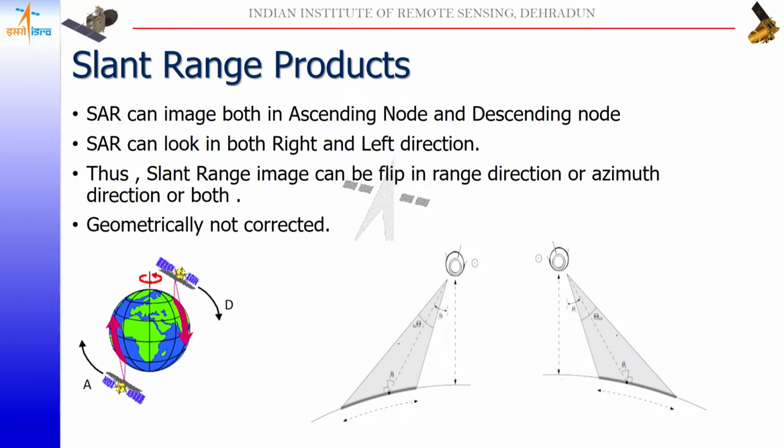After the raw data processing, we will get some products which are called the level 1 products, or we can say the slant range products. Okay, so what are the slant range products? That is the level 1 product.